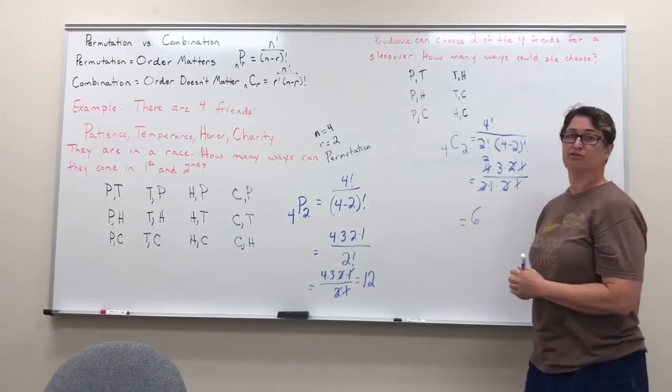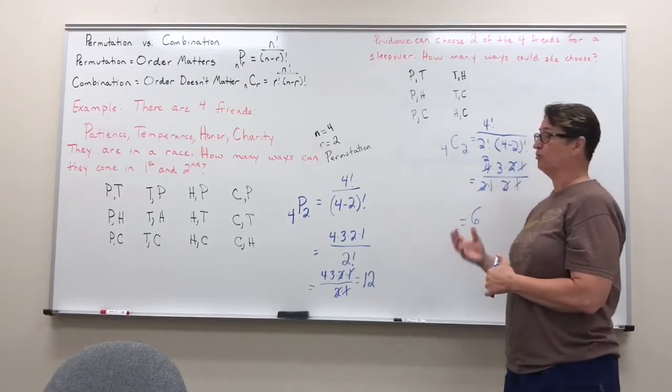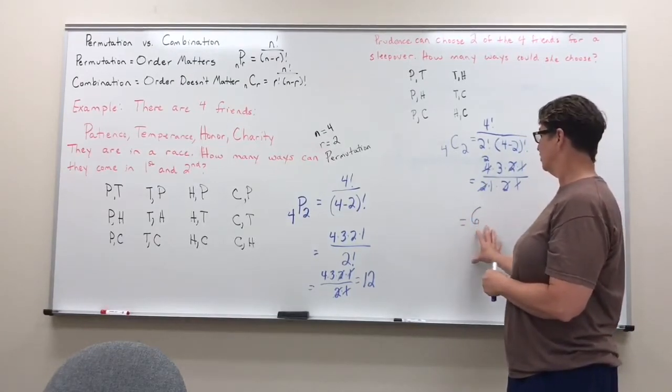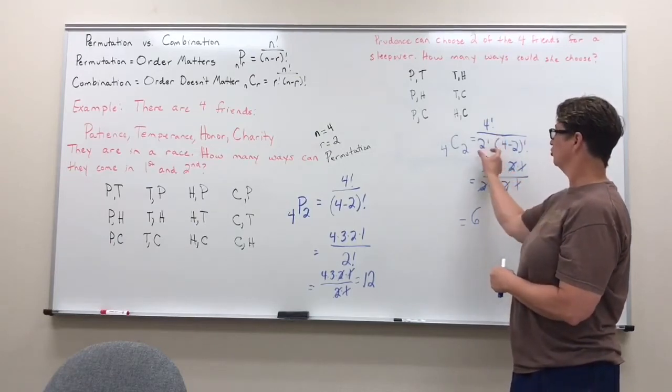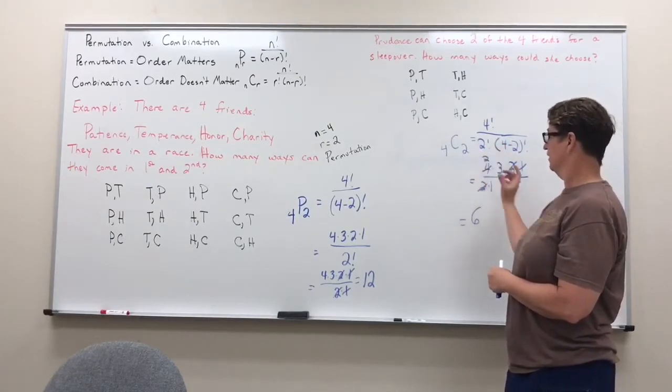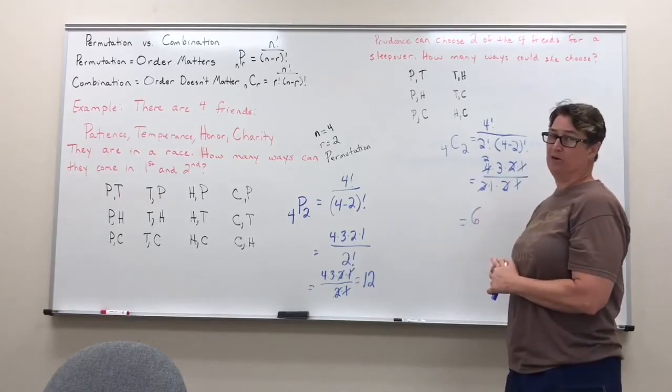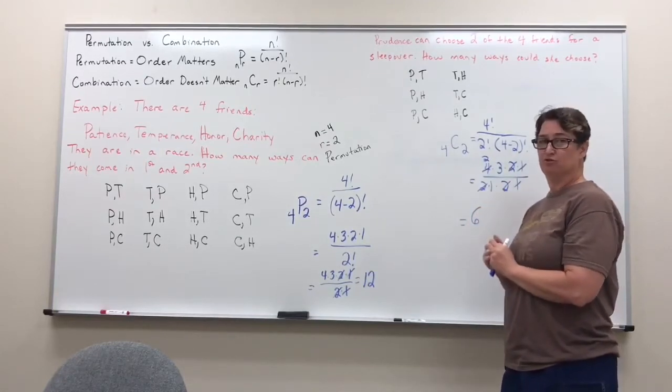So hopefully that gives you a little more idea of when to use and why the formulas work the way they do. For combination, you just have one additional number that you're dividing by to make that number smaller, because when order doesn't matter, we have fewer choices.